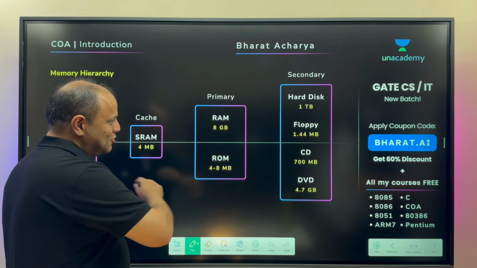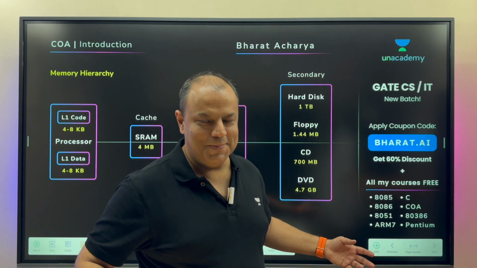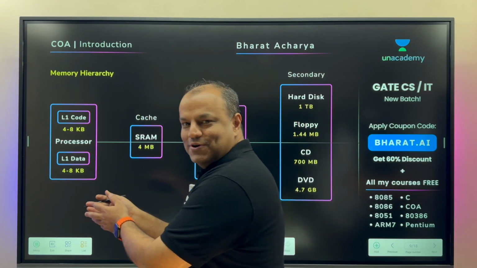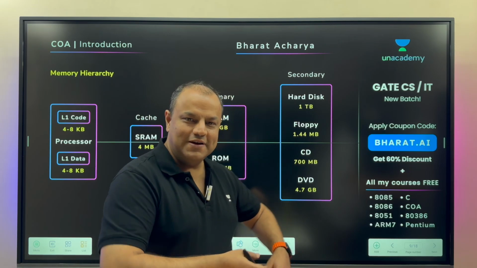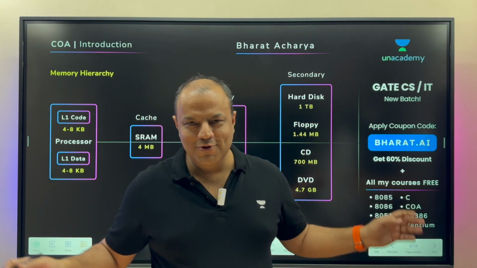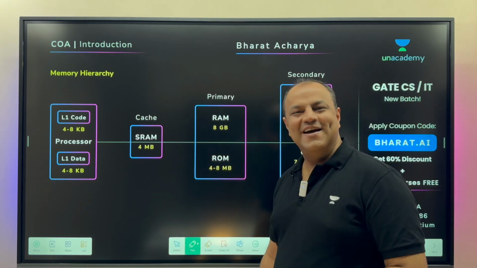Anyway, as you go outside, the memories increase in size, they become cheaper, but yes, they are slower. You want performance, you go closer to the processor. You want cost effectiveness, you go further away. You want bigger storage, you go further away. Is the whole hierarchy clear? Is the role of every memory in this board clear?